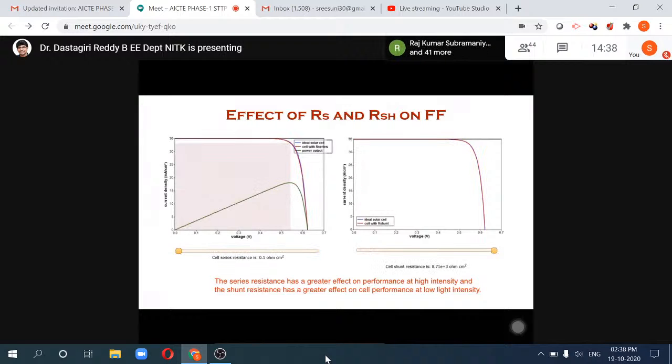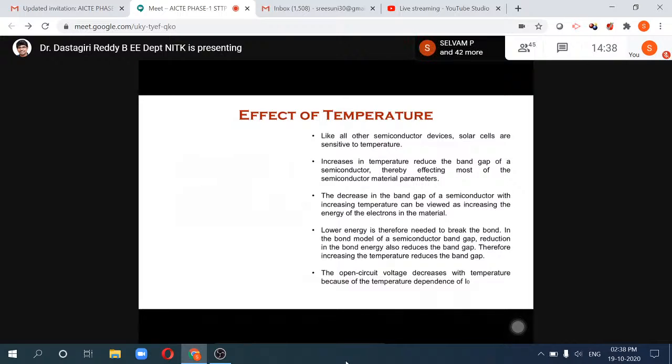Fine. What about the effect of temperature? With temperature, there may be a rise in current because electrons can be excited with the temperature. So obviously there may be an increase in current, but we have also seen that with the rise in temperature, the band gap reduces. That means the voltage will come down. That's exactly shown here. If the temperature is more, the current may be more, but the voltage will come down. So somehow it affects the power.